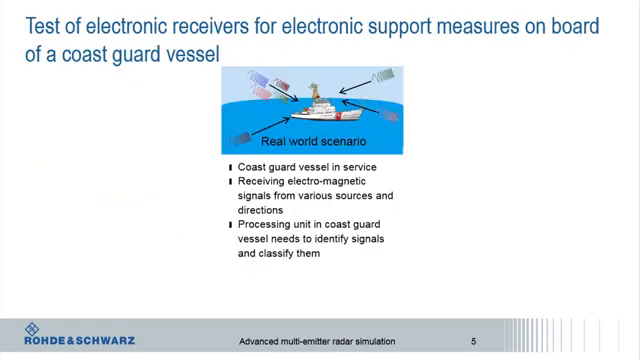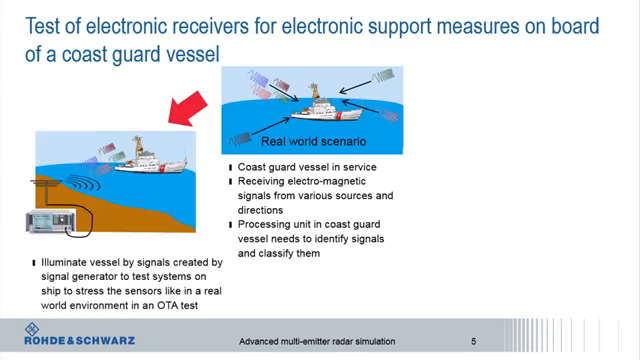Another example can be seen here. In this example, electronic receivers for electronic support measures shall be tested. Normally, if you have, for example, this Coast Guard vessel somewhere in service, you are receiving electromagnetic signals from various sources and directions. The processing unit at the Coast Guard vessel needs to identify the signals and classify them. So in order to test these electronic support measures on board, it's a pretty complex task. You can create all these signals by really generating them, or you can simplify your test case.